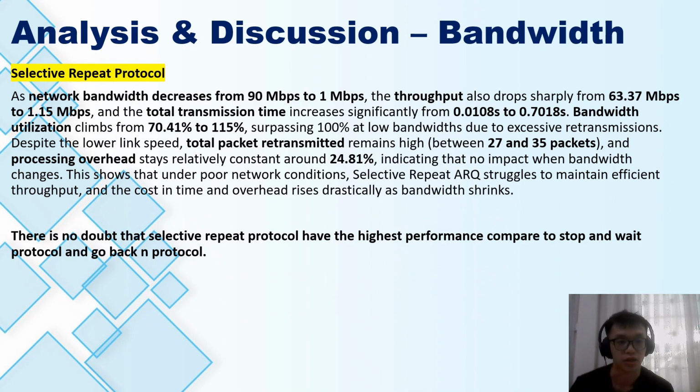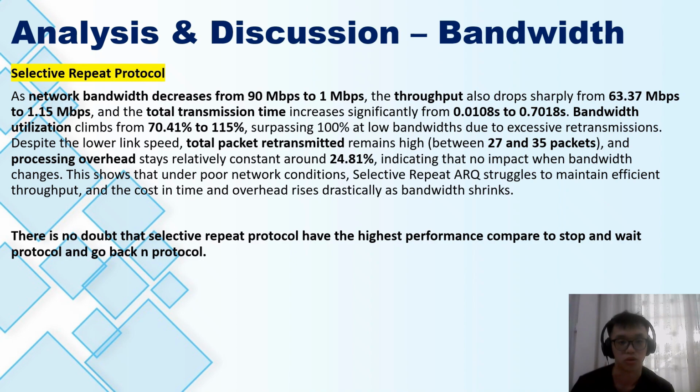As for the selective repeat protocol, as network bandwidth decreases from 90 megabytes per second to 1 megabyte per second, the throughput also drops sharply from 63.37 megabytes per second to 1.15 megabytes per second. Then the total transmission time increases significantly from 0.0108 seconds to 0.7018 seconds. Bandwidth utilization climbs from 70.41% to 115%, surpassing 100% at low bandwidths due to excessive retransmissions.